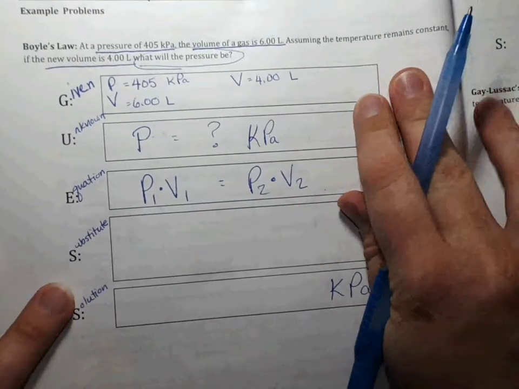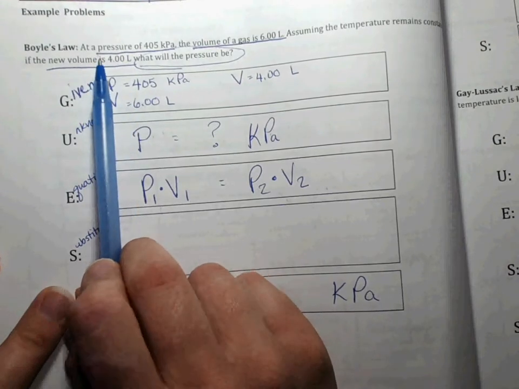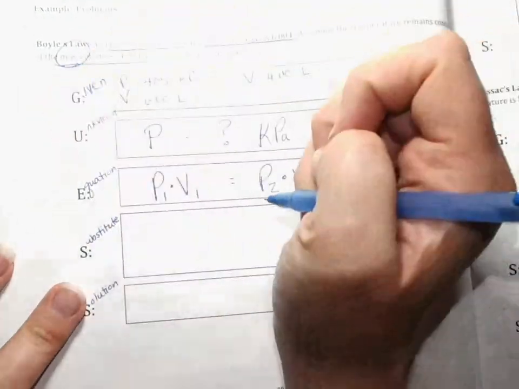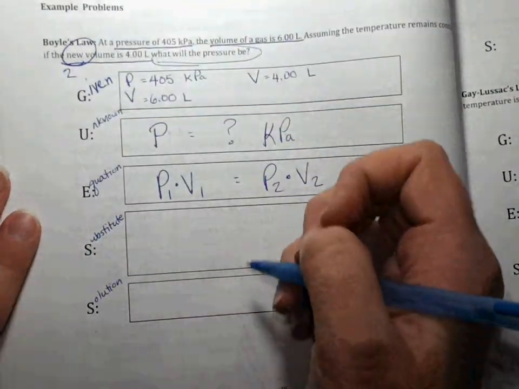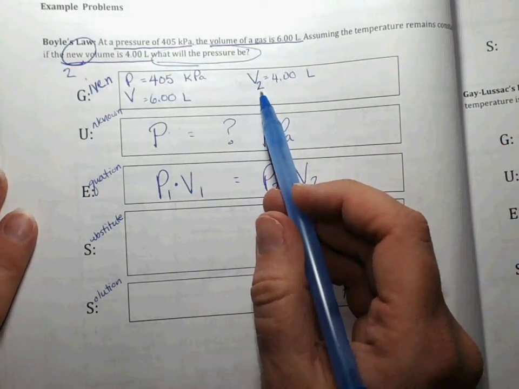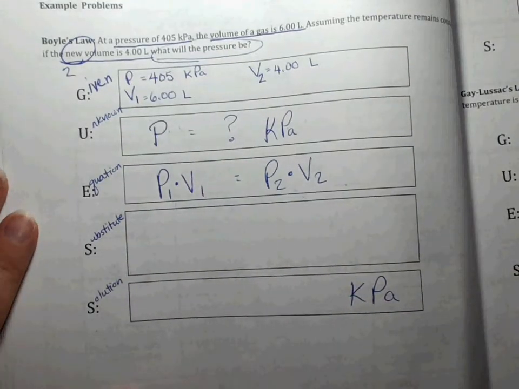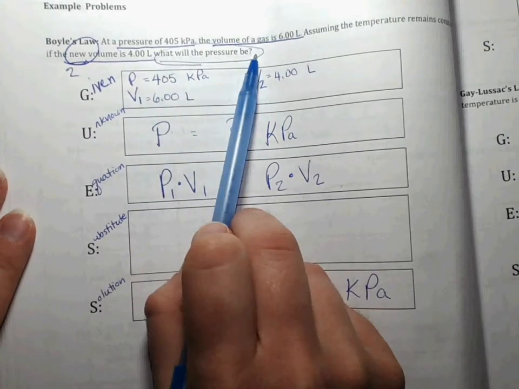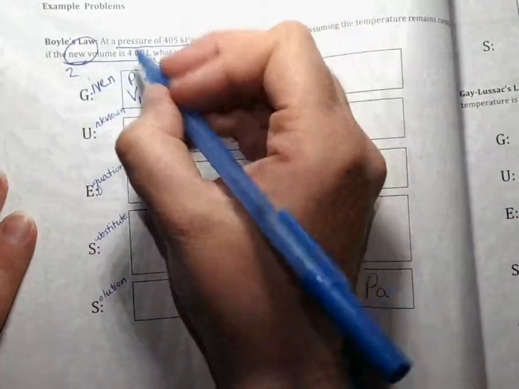So let's go back into the problem. You'll notice that in the problem where they told us 4 liters, they said 4 liters was the new volume. I'm going to tell you right now, if they ever say the new something, new is code for 2. So 4 liters is the new volume, that's V2. And that means that 6 liters must be V1. If we think about the pressures, they're asking what will the pressure be, like later, like second. So they're asking for the new pressure. And that means the pressure they gave me at the beginning, that was my first pressure.